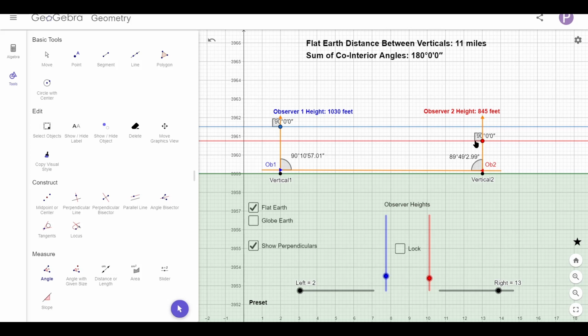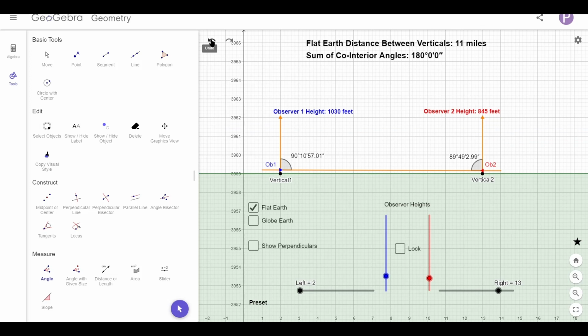And you could say that the blue line is horizontal at vertical number 1, and the red line is horizontal at vertical number 2. But are these lines horizontal at both verticals? This tells me that they are. And now we can say for sure that this blue line is parallel with this red line, and this vertical number 1 is parallel with vertical number 2. So it's all looking good for Bev at this point. That is, if the Earth is a flat plane.